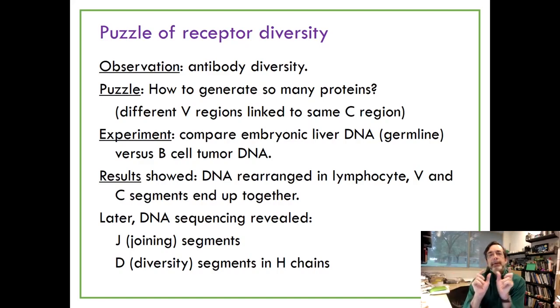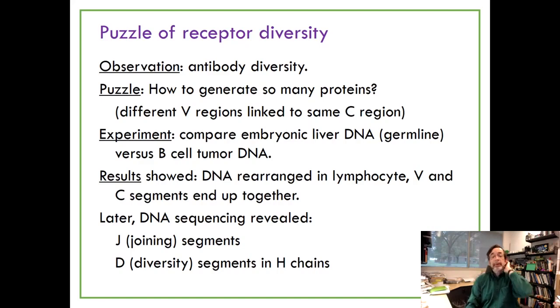If you look at the liver, it's got a bunch of V segments and a bunch of C segments. In the B cell, it doesn't have a bunch. It's got one and one. So the other ones have been cut out, and you've taken two of the segments and put them together.